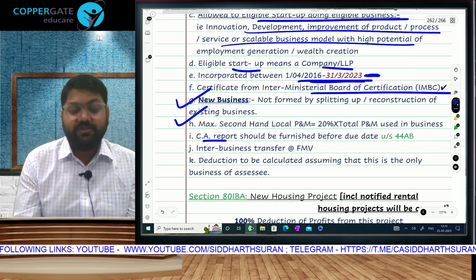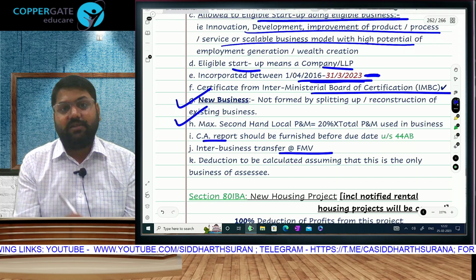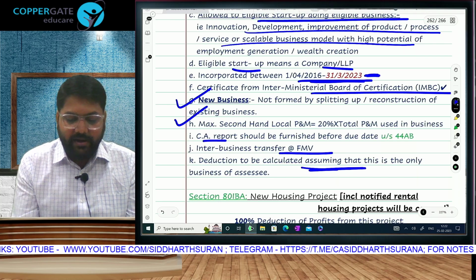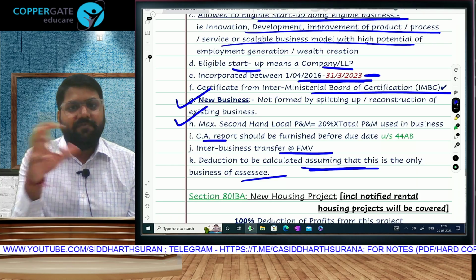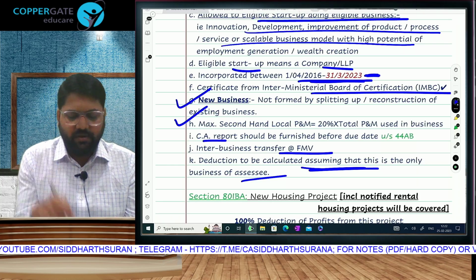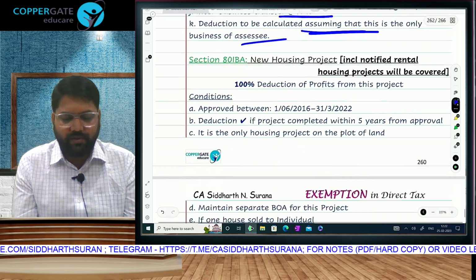CA report will be compulsory. Inter-business transfer should be at FMV, otherwise the AO will recompute, and the deduction will be computed assuming this is the only business. In other words, the eligible profit will be after adjusting the brought forward losses of this business. Only that much deduction is going to be allowed.